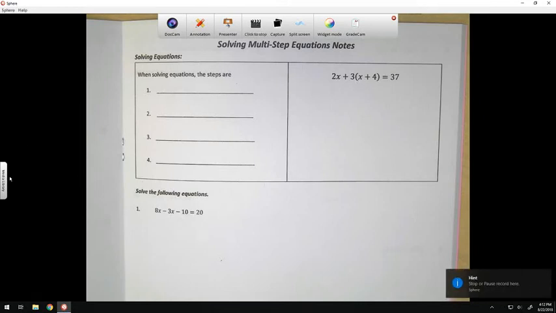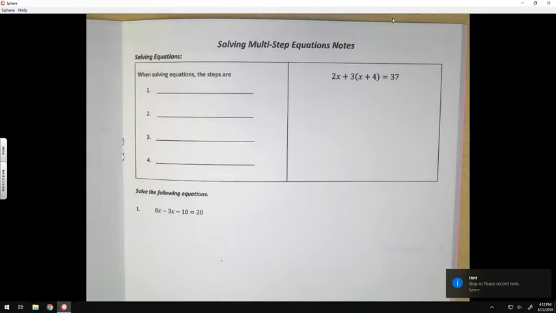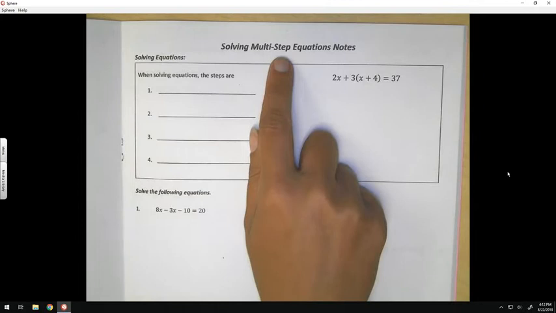Hi everybody! So in today's video we are going to be looking at what are called multi-step equations, which means that we're going to be looking at equations that take multiple steps to solve.